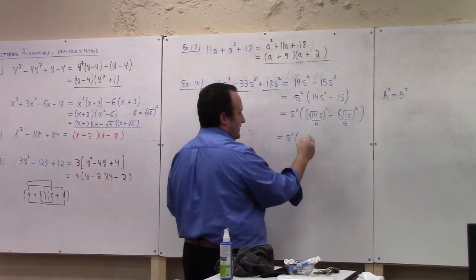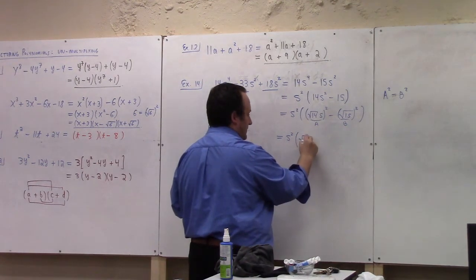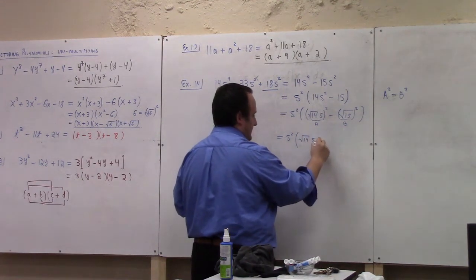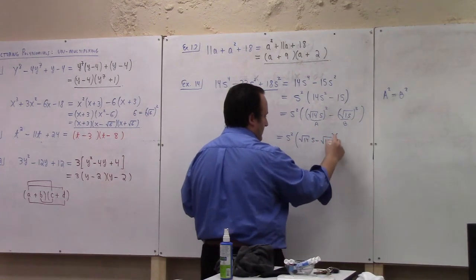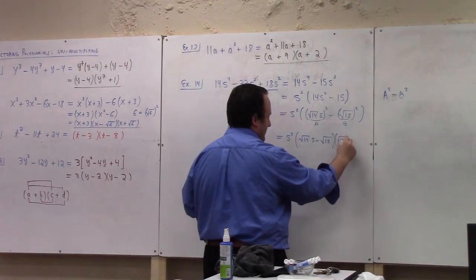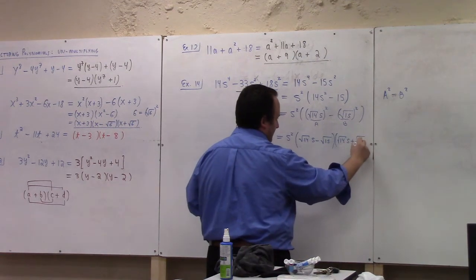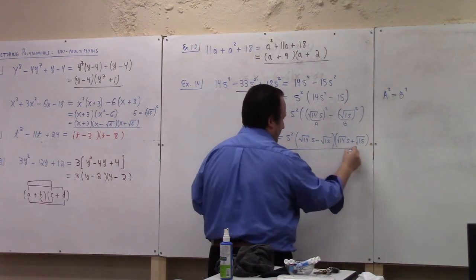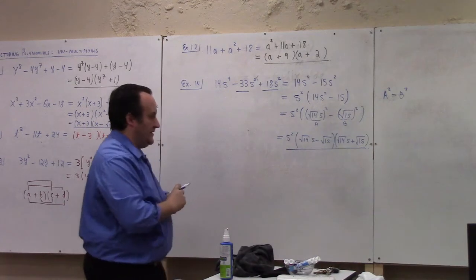So if we do that, then we've got the square root of 14 s minus the square root of 15, times the square root of 14 s plus the square root of 15. There you go. That's as far as we can go.